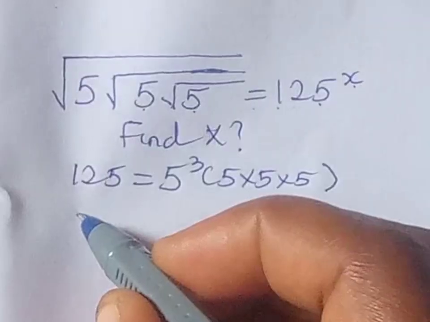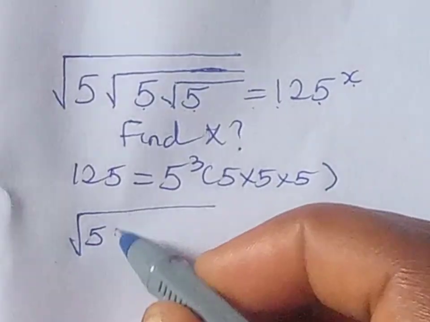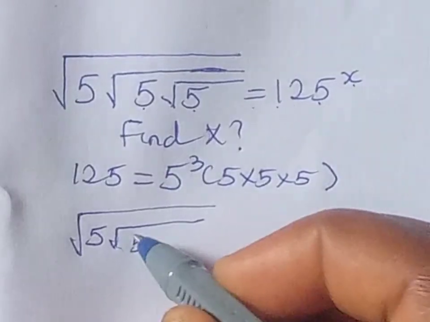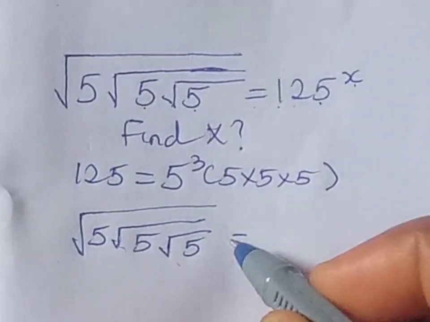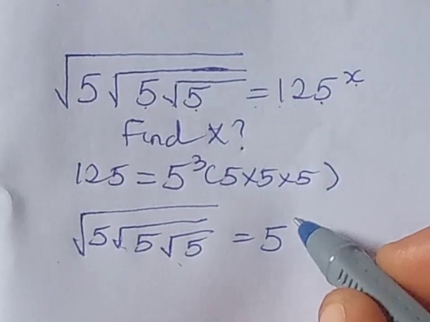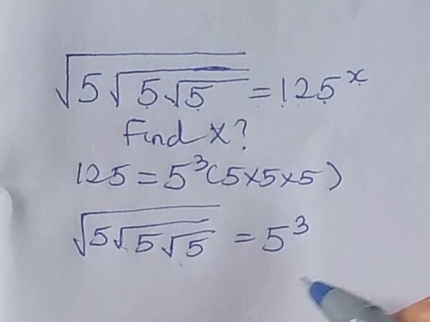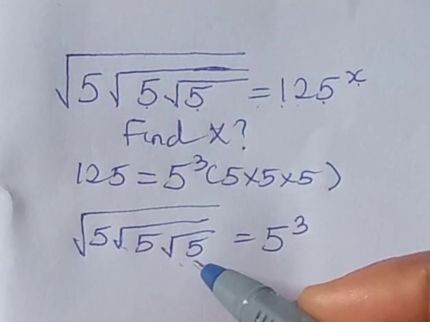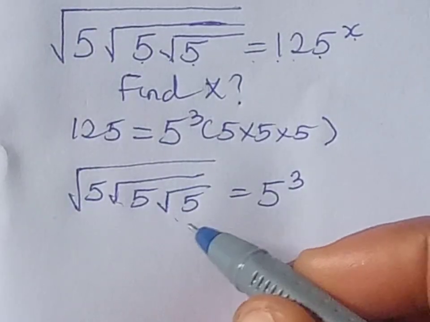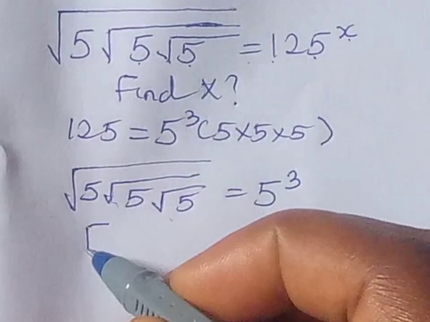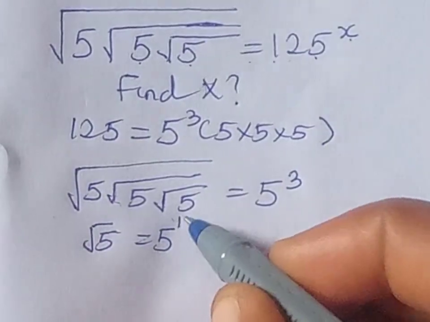So we have the square root of 5 multiplied by the square root of 5 multiplied by the square root of 5 equals 5 raised to the power of 3, or 5 cubed. The next thing is, let's simplify the innermost square root that we have here, which is the square root of 5. Let's write it as an exponent, that is, the square root of 5 equals 5 raised to the power of half.